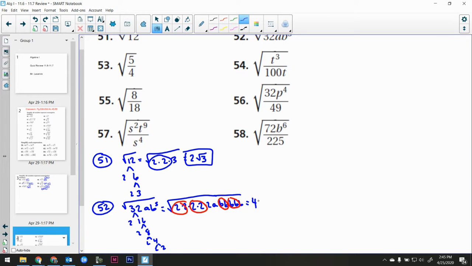And then 2 B's coming out, B squared. Now what's left over? It doesn't have a buddy. 2A and then a B. 2AB. That's my answer.